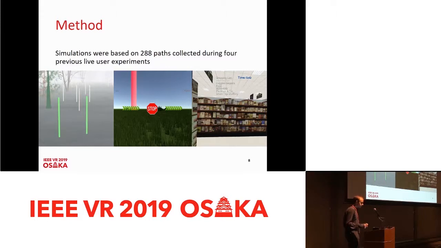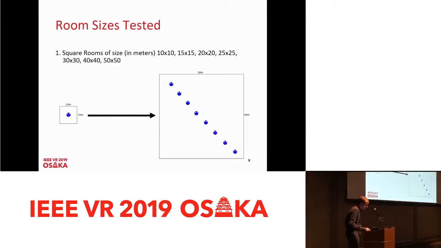So now again to our method for testing artificial potential field, and this is done through simulations, but these simulations are based on live user data collected from 4 previous live user experiments. These range in a multitude of different environments, including open spaces and enclosed spaces such as a grocery store, and each experiment uses different tasks. Using these paths, we demonstrate typical user walking patterns, and this is preferable to using computer-generated paths.